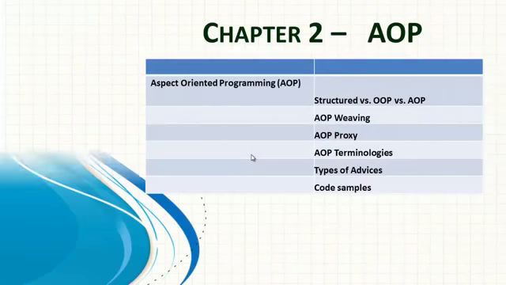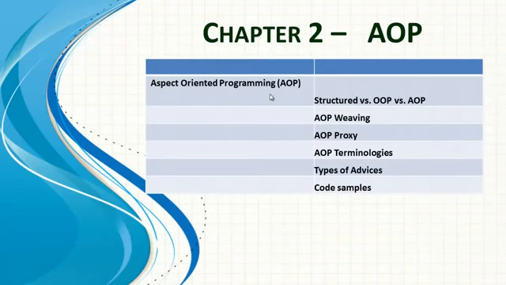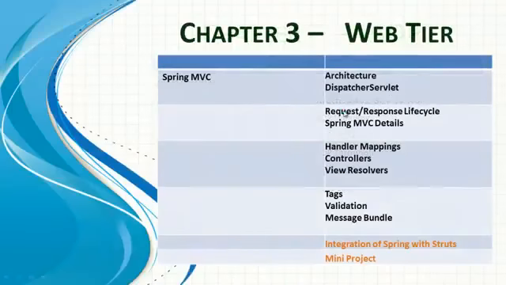Once we are done with Spring chapter 1, we'll move on to Spring AOP, and we'll be covering the different topics in AOP. Then we'll move on to the web tier, where we'll cover Spring MVC, and in the end you can see that this is again in orange color. There we'll see the basic introduction of Struts, we'll see the integration of Struts with Spring, and we'll do a mini project. So that will be covered in level 2, and these topics in black will be covered in level 1.